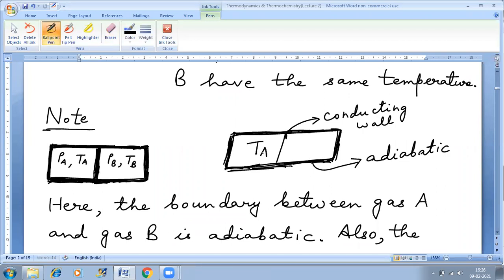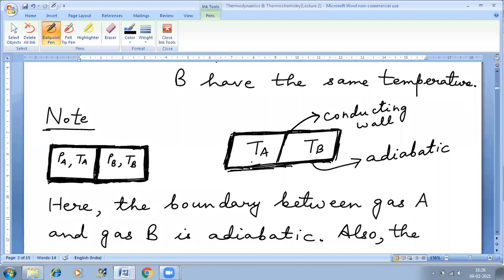Here the temperature is TA, and here the temperature is TB initially. So initially, let's say the temperatures inside were different. This wall is a conducting wall, which means heat can flow through this wall. But the external jacket, which surrounds the entire system, is adiabatic. So this remains adiabatic, and this wall is a conducting wall.